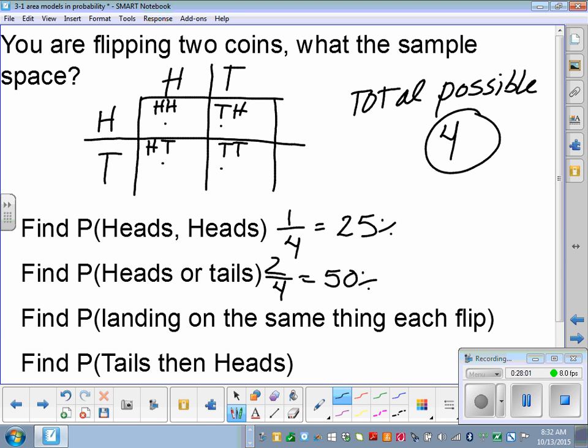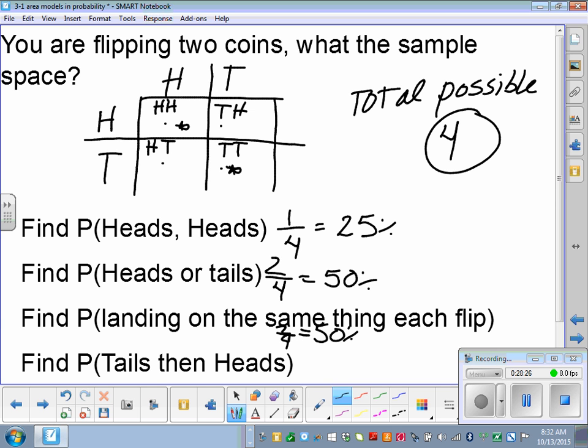Okay, then find the probability of landing on the same thing each flip. There's 2. Good. This would be landing on the same thing. This would be landing on the same thing. This would be landing on the same thing. This would be landing on the same thing on each flip. So there's a 2 out of how many? 2 out of 4 chance that we'll land on the same thing each flip. So that's a 50% chance.